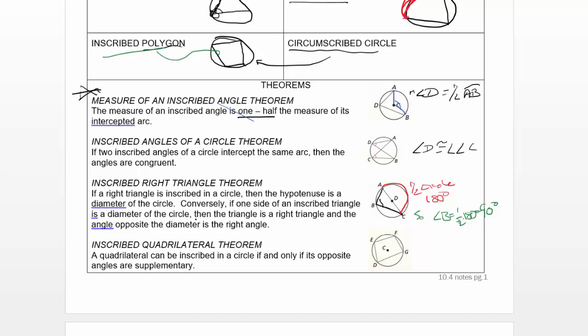Lastly, if you inscribe a quadrilateral, so we have a four-sided figure now that's inside of a circle, it turns out that if you make a picture like this, then you're guaranteed to have a special relationship between angles that are across from each other. Namely, if I look at this inscribed angle D, D intercepts this arc that starts at this point E and goes around to G.